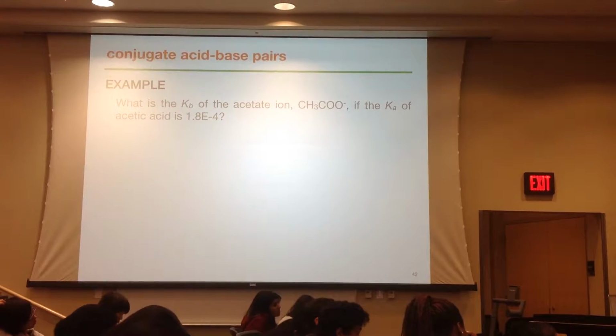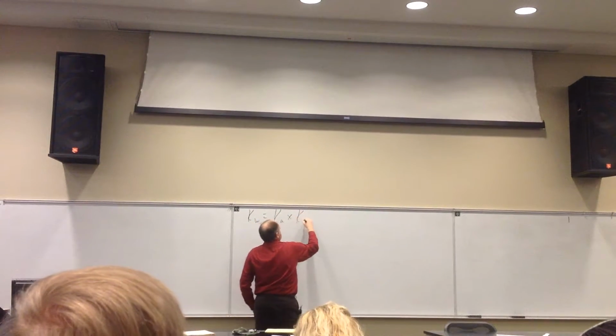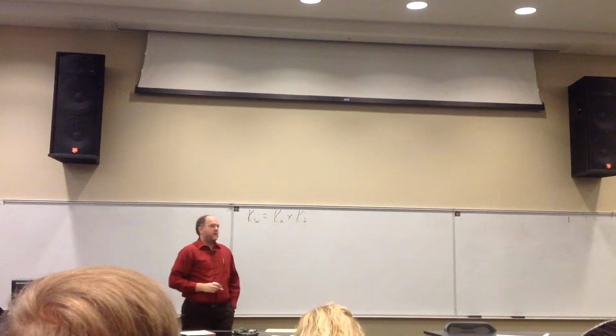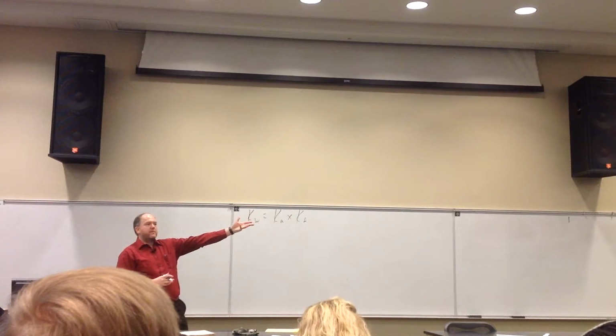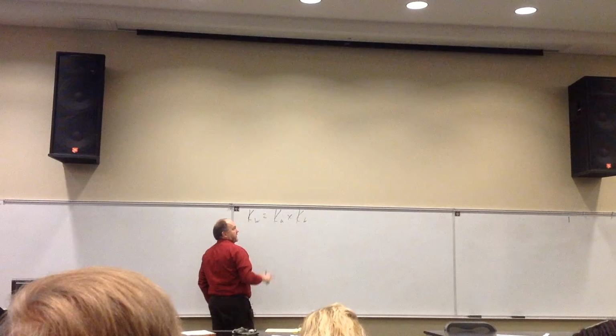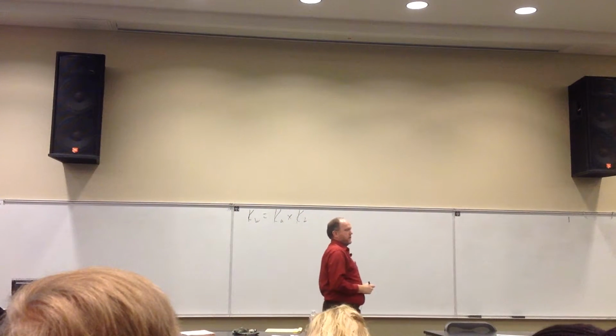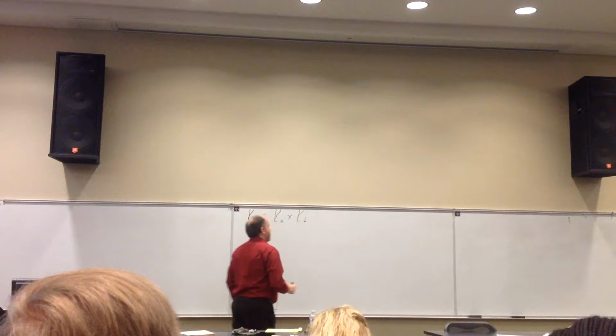Well, the relationship between Ka and Kb is that Kw is equal to Ka times Kb at 25 degrees C. If it doesn't specify a temperature, assume it's 25 degrees C. All right? We're looking for Kb, the base constant for acetate. How strong of a base is acetate?